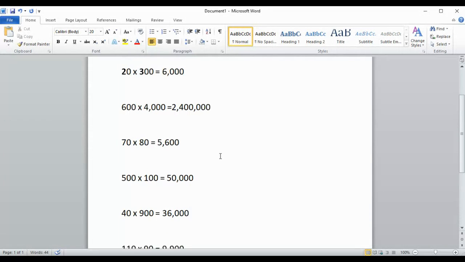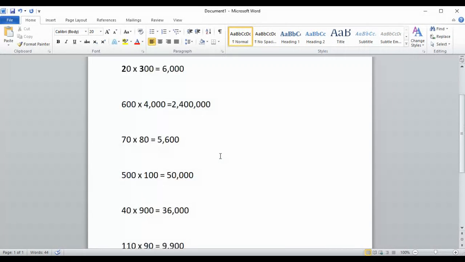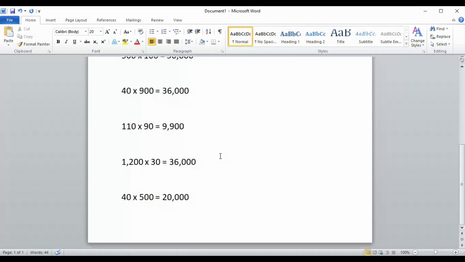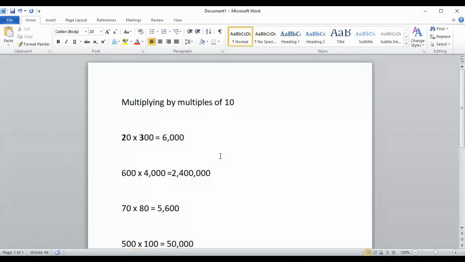All right? So this is the first step in learning to multiply larger numbers, and I know you can do it.